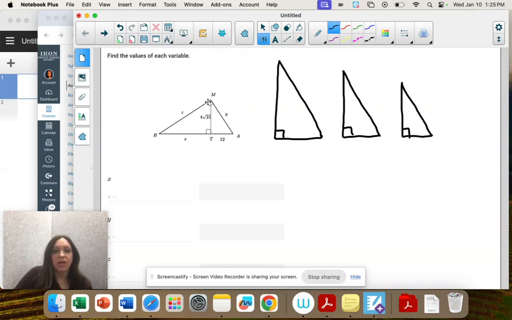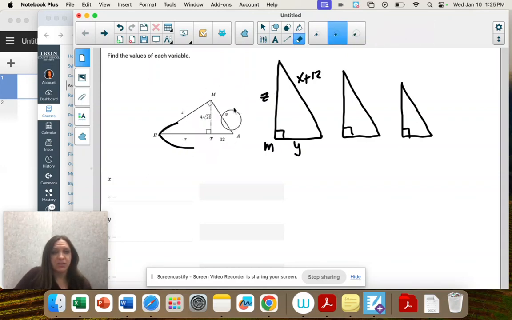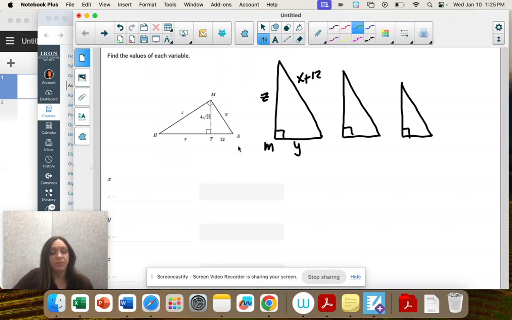So on the big triangle, here's our right angle, it's M. The hypotenuse is this side, x plus 12. The short leg is y, and the long leg is z. So that one's got all our variables. I assume we're not going to use that one first to solve for x. Maybe. Let's see. Okay, our smaller triangles, T is the right angle.